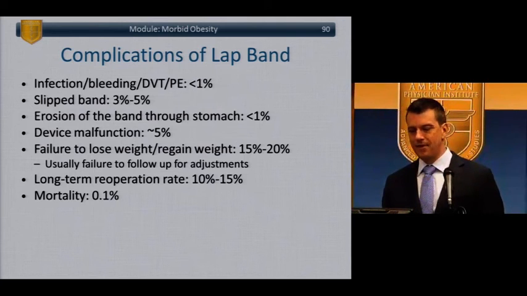Lap band has the same complications. Again, a slipped band will cause dysphagia. Chest x-ray will show you that this has ended up in the chest. There can be failure to lose weight. Usually the patients don't follow up.